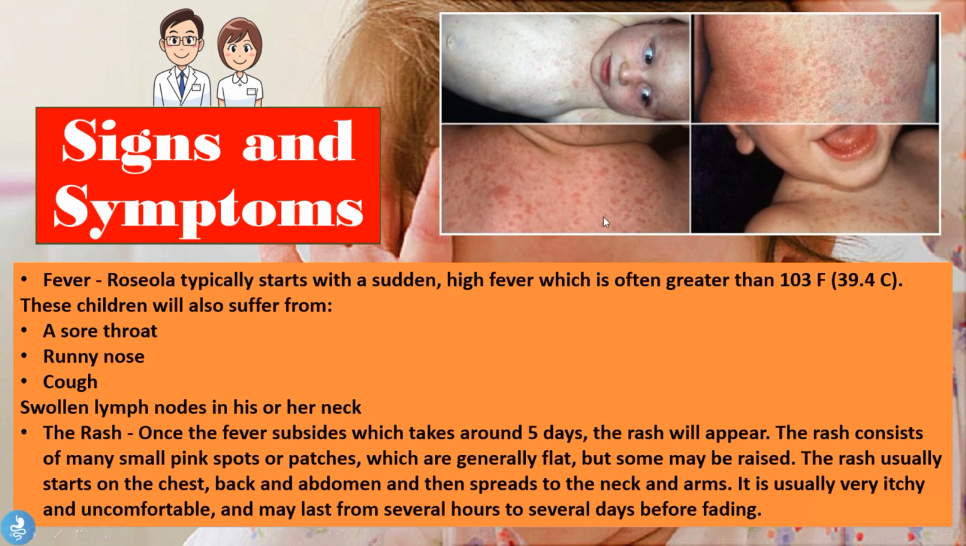So as we can see, in addition to the fever, sore throat, runny nose, cough, and some swollen lymph nodes, we have the appearance of this rash, which is usually after the 5 days of a heavy fever. The rash typically presents as tiny pink spots or patches, and they are generally flat, but some of them can be raised, and it's usually very itchy and uncomfortable for these patients. The rash can be commonly located on the chest, back, and the abdomen of these patients.